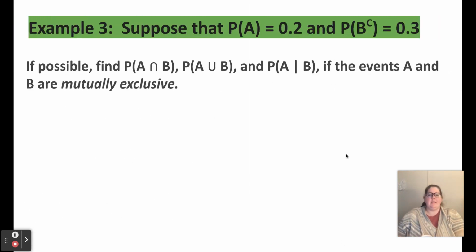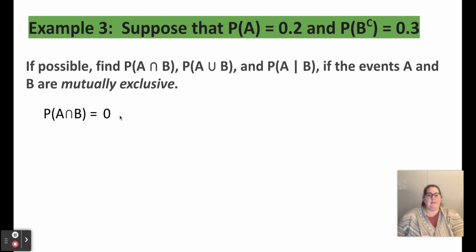So let's look at that same scenario, but this time A and B are mutually exclusive. So remember, mutually exclusive means that if one thing happens, the other thing can't happen. They are completely separate things. There's no overlap. Basically, what it comes down to is if A and B are mutually exclusive, then the probability of A and B is 0 because they cannot both happen at the same time.